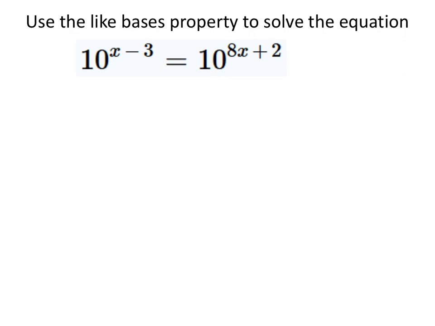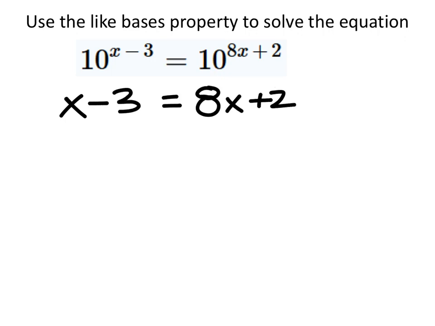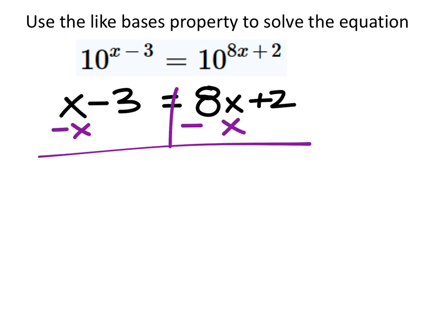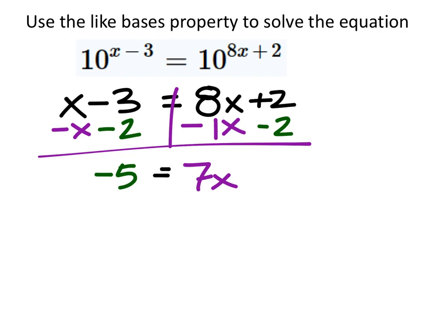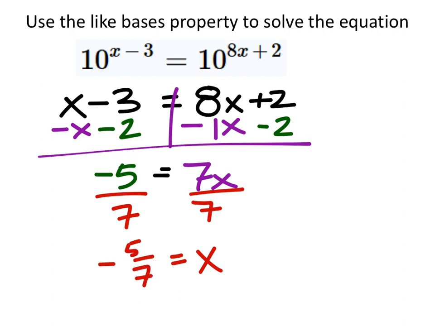Well, bases are the same, so we're just going to write the equation with the exponents. x minus 3 equals 8x plus 2, and to solve this we would subtract x from both sides, assuming you're putting the x's on the right, and you'd subtract 2 from both sides. So you got -5 equals 7x. And then to solve, just divide both sides by the coefficient of x, 7. So x equals -5/7.